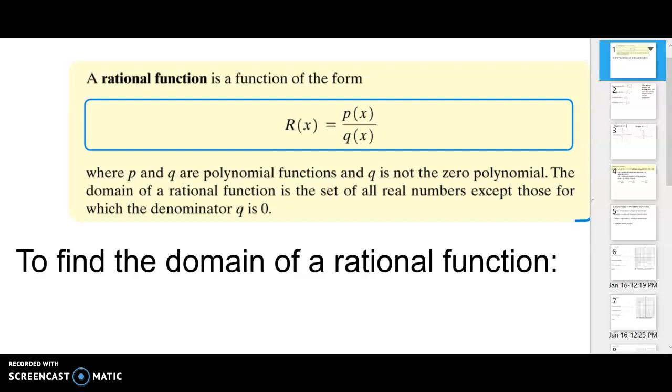Okay, gang, the next type of function we're going to be looking at is something called the rational function. This is where I have a polynomial divided by a polynomial. Of course, we understand that q of x cannot be 0. Other than that, it's the form p of x divided by q of x. Okay? Rational function.